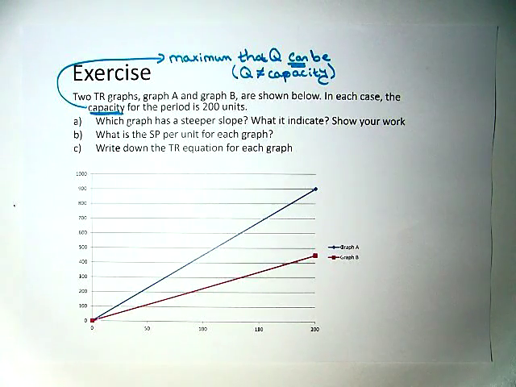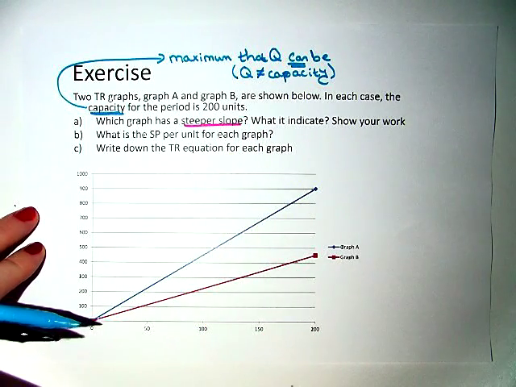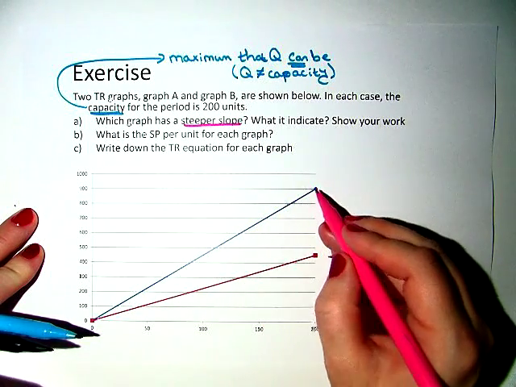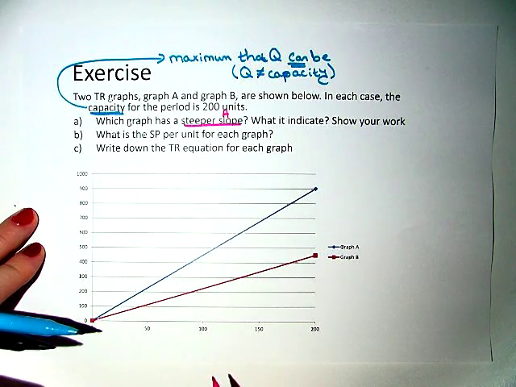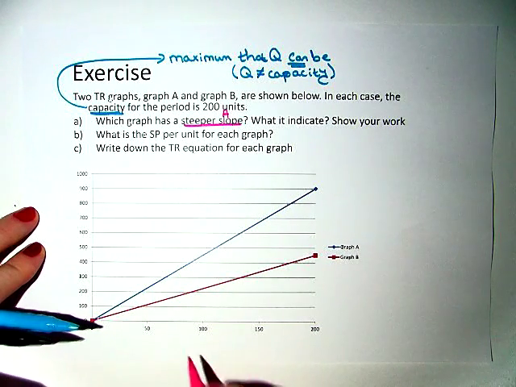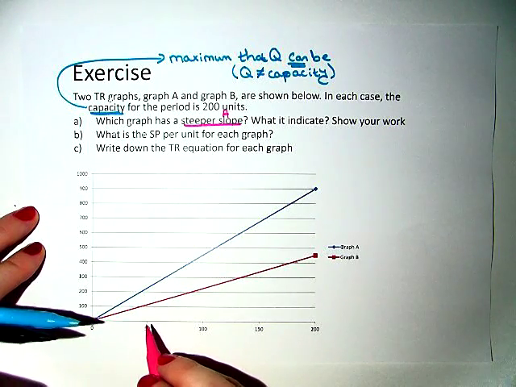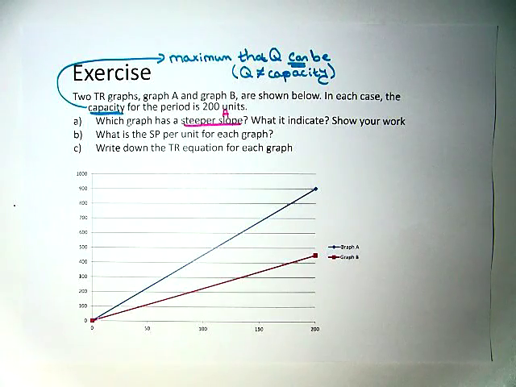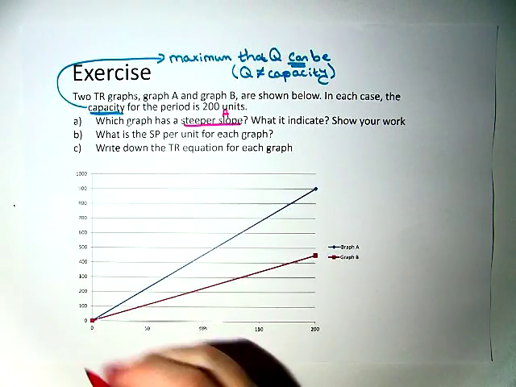Which graph has a steeper slope? Okay, a steeper slope means a slope at a greater angle. If we look here, graph A has a steeper slope. What does that indicate? Okay, well, that means that graph A's slope is greater than graph B's slope. And we're going to show our work. So why don't we actually go ahead and try to solve for the slopes? Because the next question asks the selling price for each unit.